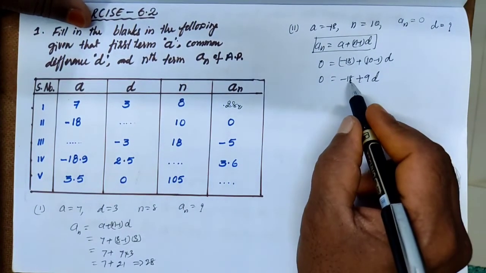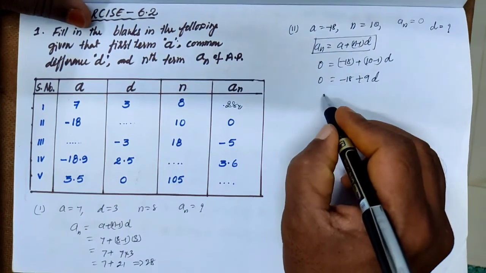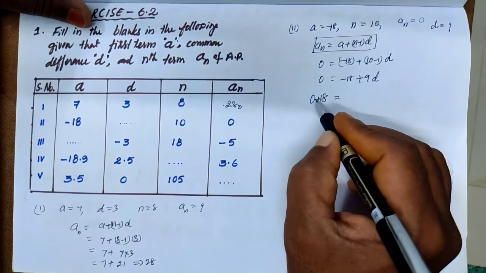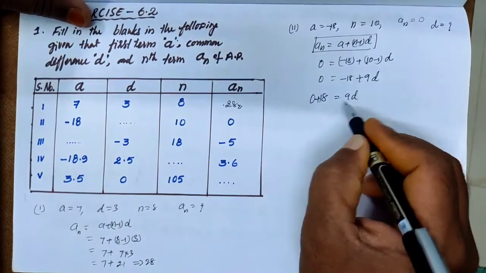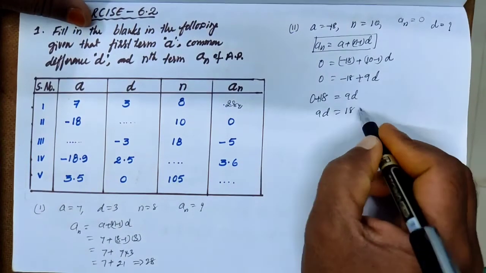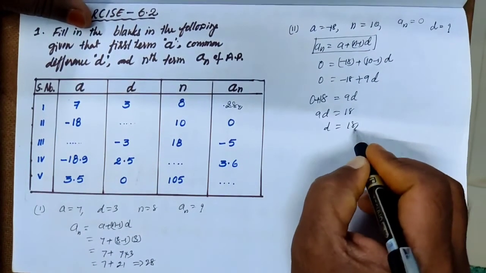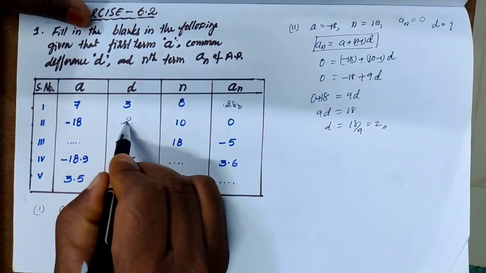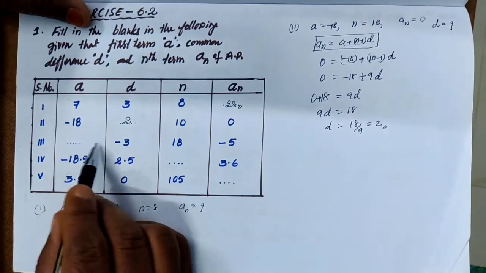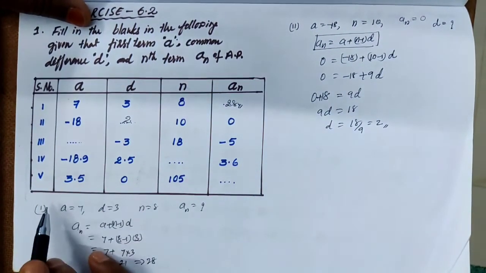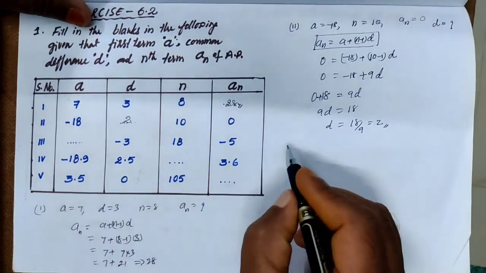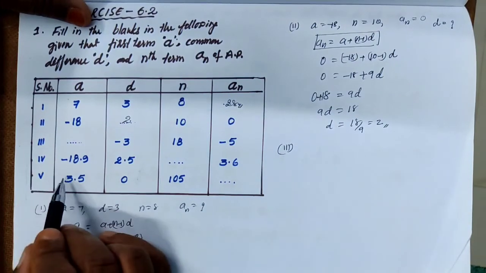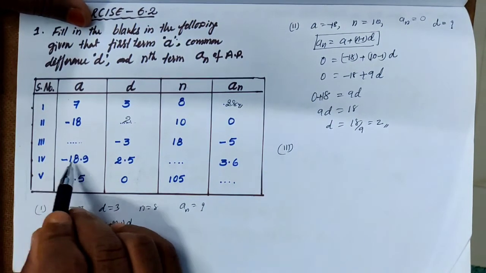Now transpose this minus 18 to this side, you will get 0 plus 18 is equal to 9d. So 9d is equal to 18. Therefore d is equal to 18 by 9, which is equal to 2. So the common difference is 2. And similarly you can find this one, and you can find this one. You can solve the third one and the fifth one, and let us try to find the fourth one.